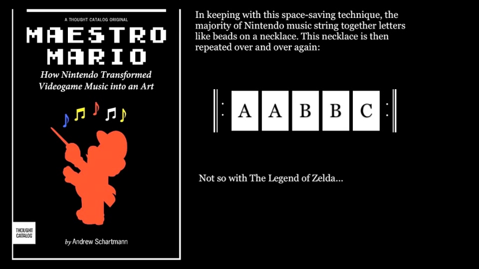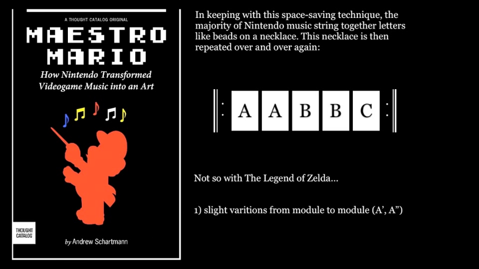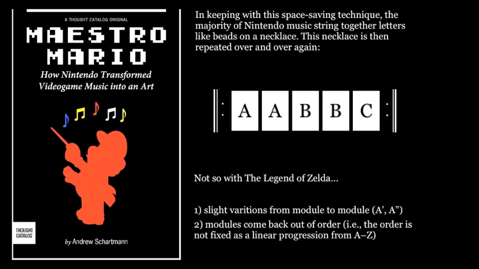Not so with The Legend of Zelda. In his score, Kondo nuances the repetition structure in two ways. One, by using slight variations from module to module, A prime, A double prime, and by allowing modules to come back out of order. That is, the order is not fixed as a linear progression from A to Z.